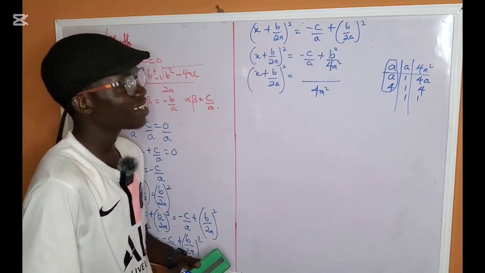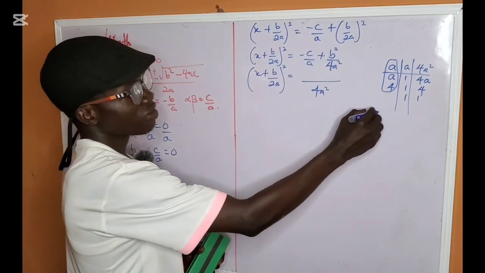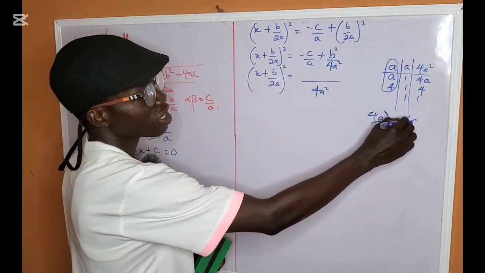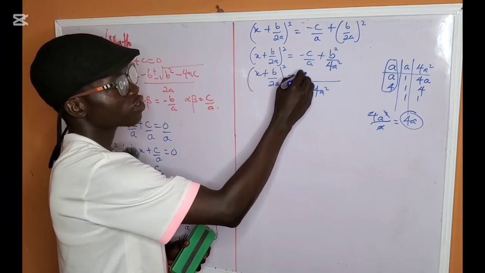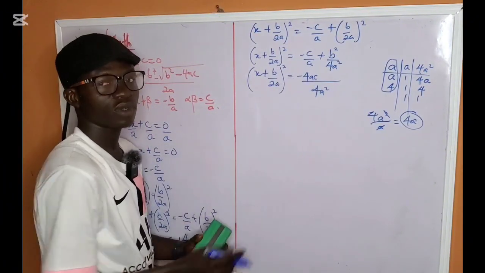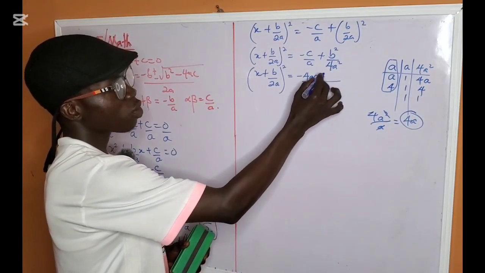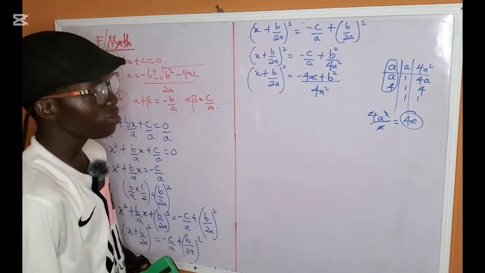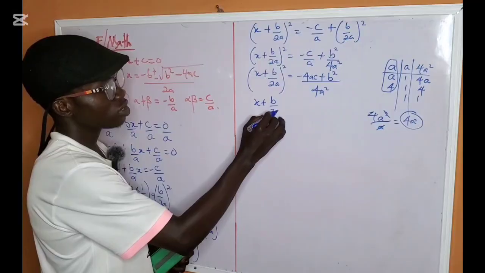Alright, a in 4a squared, you can have 4a squared divided by a. To cancel one of the a's, you are going to have 4a, right? So 4a multiplied by minus c, that's minus 4ac in alphabetical order. Okay, 4a squared divided by 4a squared, that's 1. 1 times b squared, that's b squared. So the next thing is to rewrite the equation.